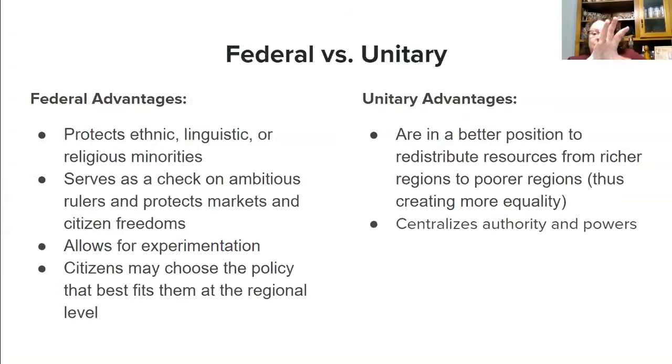So that's one thing you want to consider: what are the differences, and whatever advantage of one, of course, is a disadvantage of the other. So when I ask the question, why would a unitary state want to devolve power? Why does the UK want to give power to Scotland and Wales? That's an important thing to think about. They want to prevent the ethnic groups from rising up, right? You want to try to make your ethnic groups happy. So take those advantages that are in the federal column, and that's why you would want to become, in essence, more federal by devolving power.